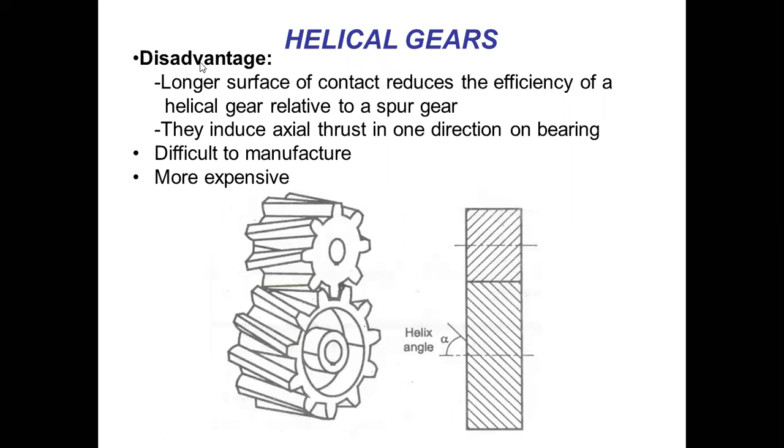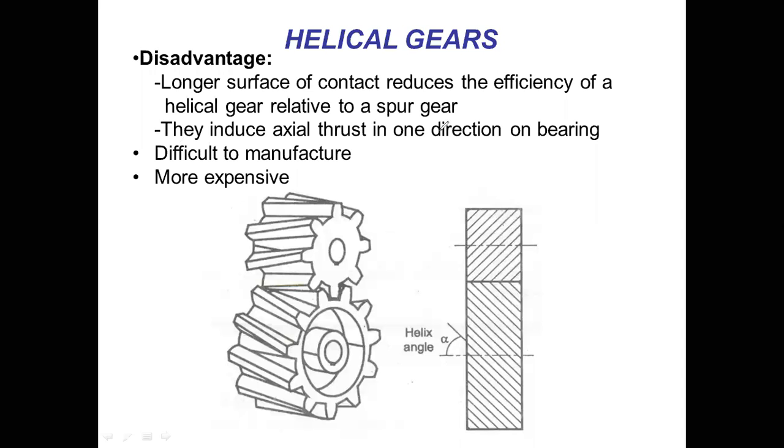The next is the disadvantages of the helical gear. Longer surface of contact reduces the efficiency. Due to the surface contact being larger in a helical gear, there is more friction as compared to spur gear, and due to this there is a reduction in efficiency of helical gear as compared to the spur gear.